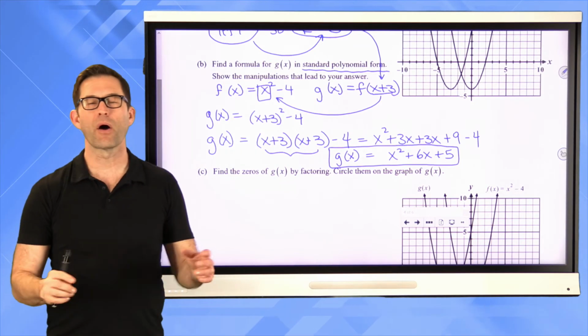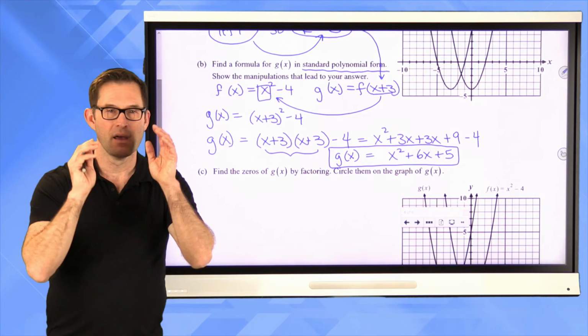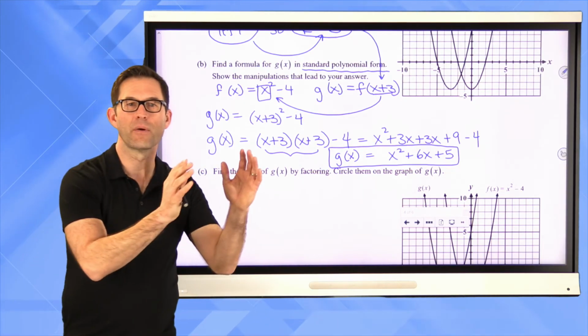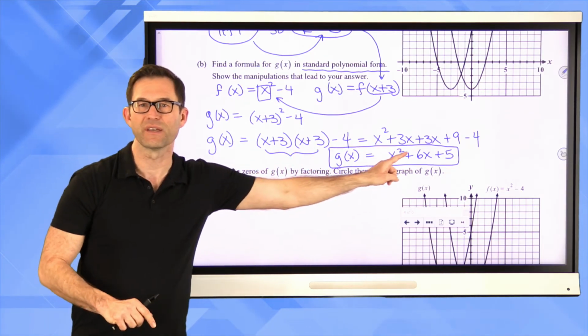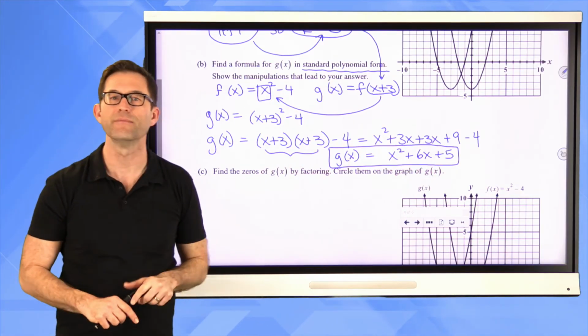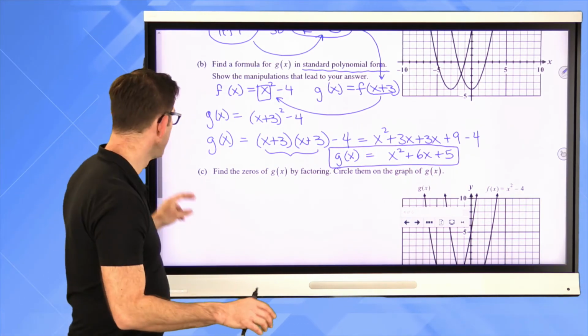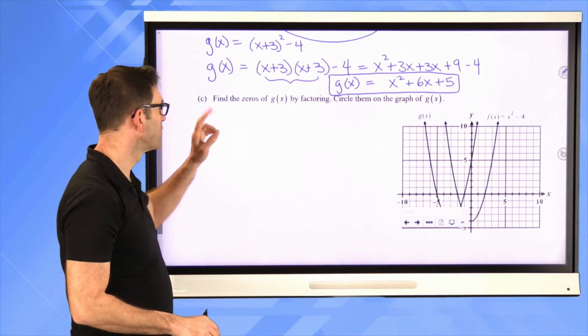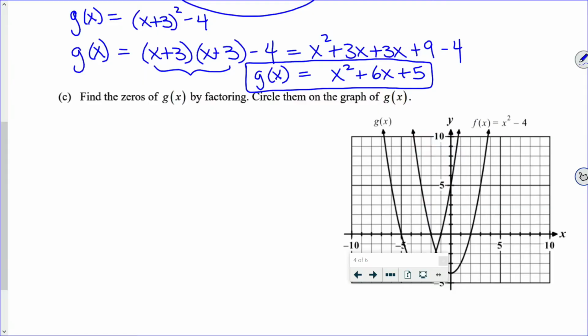Right? Standard polynomial form means that we've just got a term, another term, another term, decreasing in powers by 1. x squared, x to the first, and then a constant. Okay. Finally, letter C, find the zeros of g of x by factoring. Circle them on the graph of g of x.